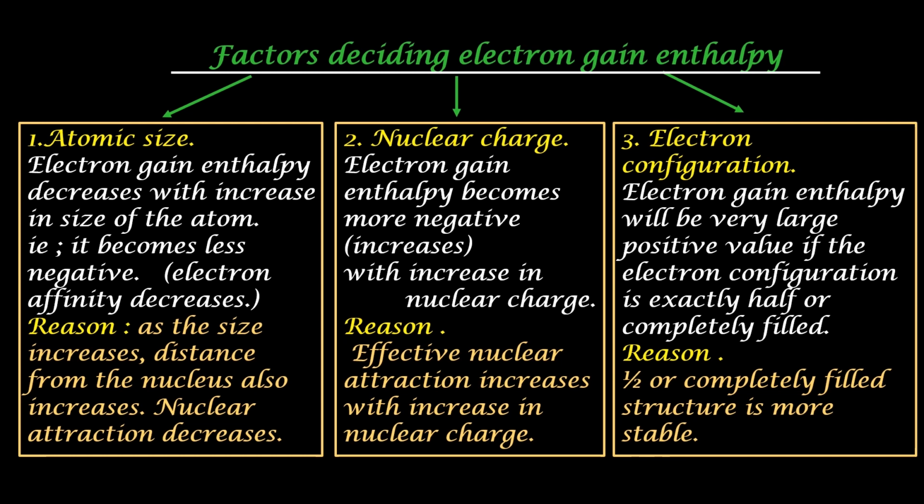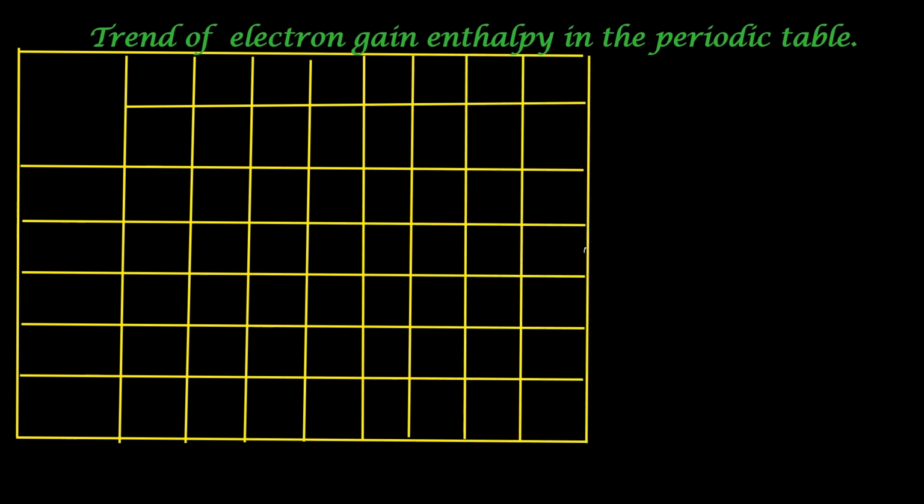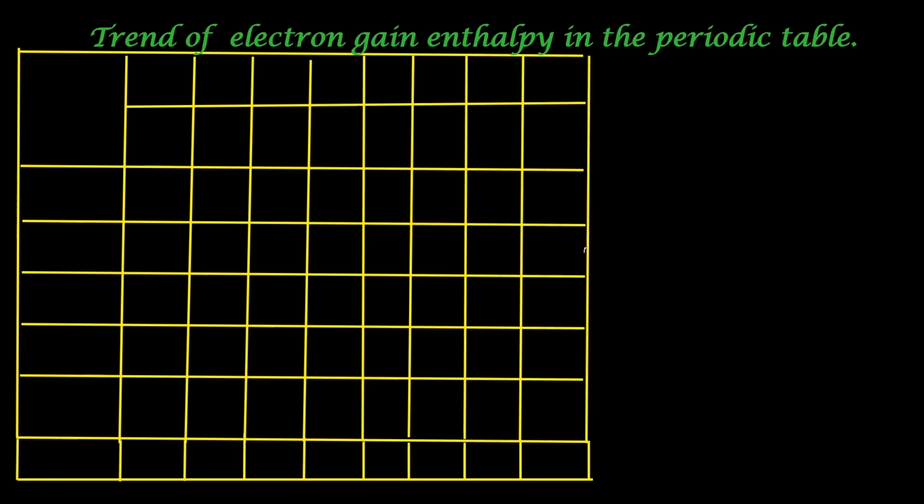Now we will proceed to see the trend of electron gain enthalpy in the periodic table. I will also explain why a few elements are exceptional to the general trend. Now let us understand the trend of electron gain enthalpy in the periodic table. In order to support my explanation, I have given a small portion of the periodic table here.